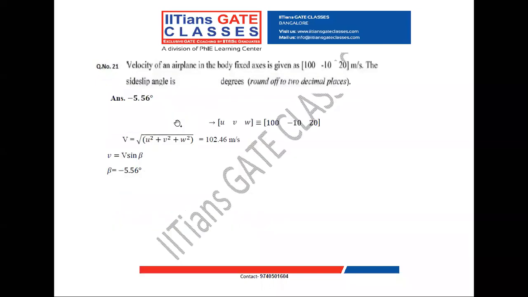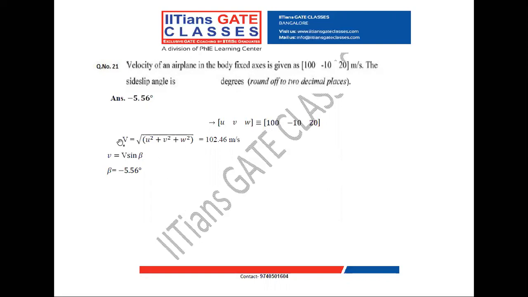Next, we'll move on to question number 21. Velocity of an airplane in the body fixed axis is given as an array 100, minus 10, 20 meter per second. The side slip angle is dash degrees. Round off to 2 decimal places. What is the given data? Velocity of the airplane in the body fixed axis. That is, in the IJK axis, velocity is given. That is, UVW velocity is given as 100, minus 10, 20 meter per second.